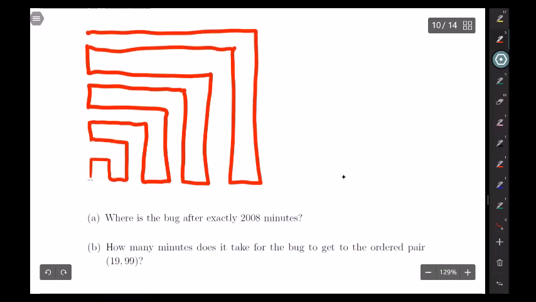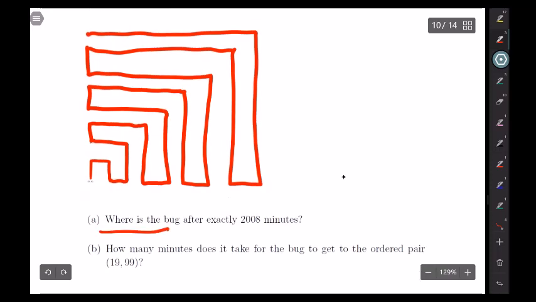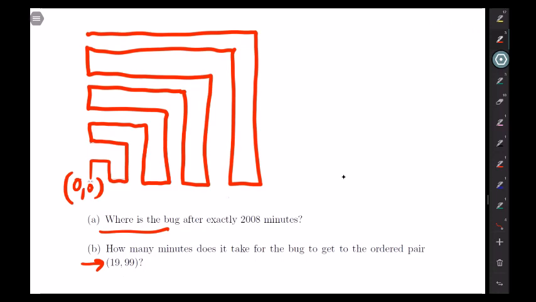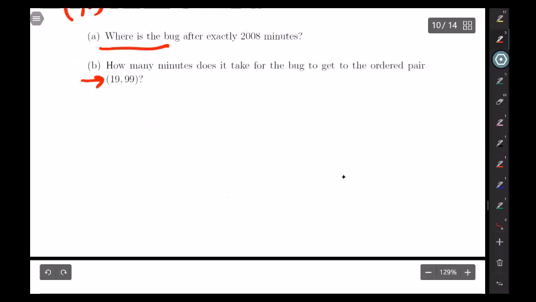And then there's a bunch of questions. Where are you 2008 minutes later? What time do you reach the point 1999? Here, both the x and y coordinates are both positive now, right? So this is the point 0, 0. You start at 0, 0, you make up, right? And then afterwards, you try to cover everything. You want to make sure none of the lattice points are empty. All right, that was a nice question.